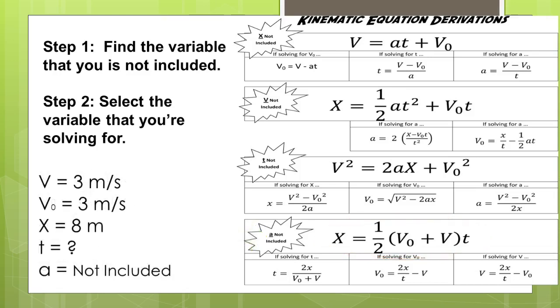In this scenario, we were given both velocities and we were given displacement. We're being asked to solve for t, so A is not included. We find A is not included, and we're solving for t. So there's our formula. Instead of having to plug everything in and then go back and solve a multi-step equation, here you can just plug and chug, do a little order of operations.